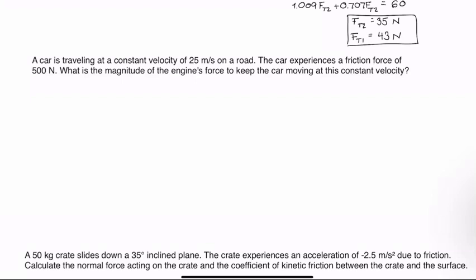All right, the next problem says a car is traveling at a constant velocity of 25 meters per second on a road. The car experiences a friction force of 500 newtons, sorry. What is the magnitude of the engine's force to keep the car moving at this constant velocity? Therefore, step number 1, I'm going to be drawing my free body diagram.